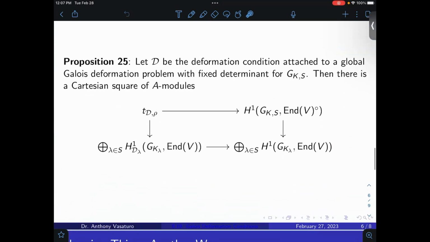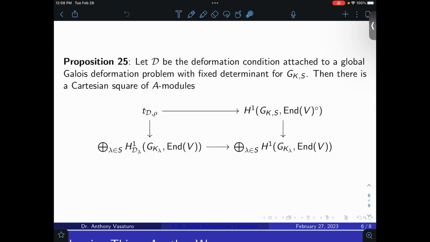Okay, how about for fixed determinant? Proposition 25: let D be the deformation condition attached to a global Galois deformation problem with fixed determinant for G_{K,S}. So we're specifying a little bit more here. Then there is a Cartesian square of A-modules like you think there's going to be. I won't detail the square out again. I'll just say it's the same as the above square, but you replace N_V by N_V^0.